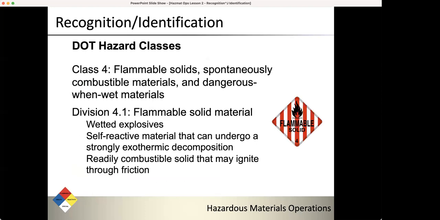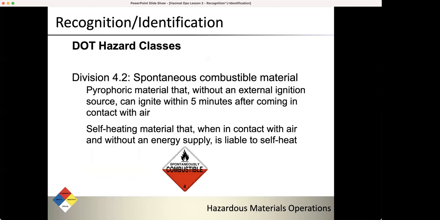Class 4 is flammable solids. This is going to be a red and white striped background. Same symbol though, same flaming symbol. There's also spontaneously combustible, which means if you contact it with air, within 5 minutes it's going to be on fire and self-heat.